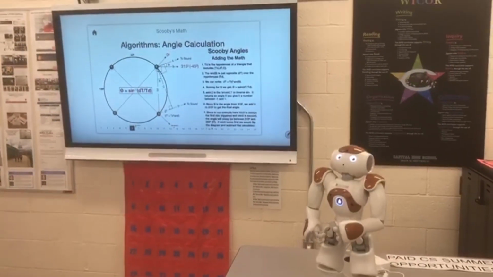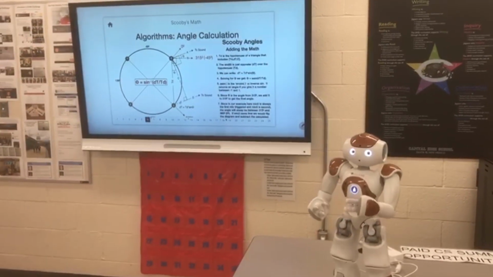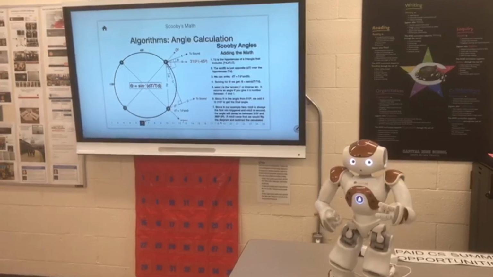As you can see, students also learned and applied some math in their project, such as Pythagorean theorem and trigonometry in order to calculate the angle of the sound.